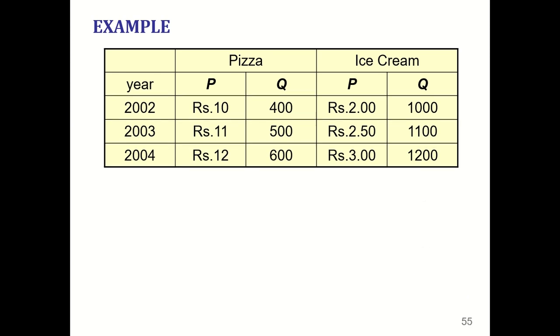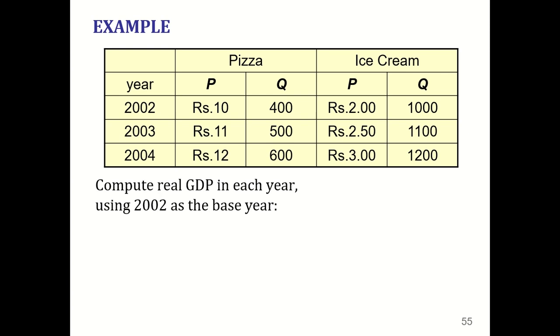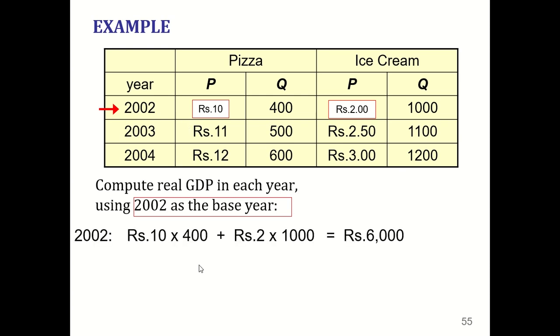Now let us try to compute the real GDP, and to compute the real GDP I need a base year. Suppose the base year, that means I will fix the prices as of the base year and I will only track the quantities in the subsequent years. So suppose I take 2002 as the base year, that means I will freeze prices at 10 and 2 for pizza and ice cream respectively, and these prices I am going to use while computing the GDP for the subsequent years.